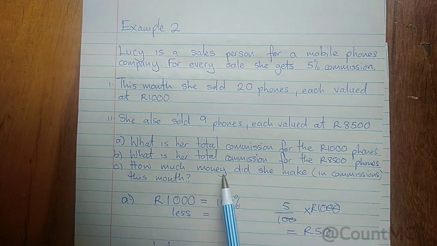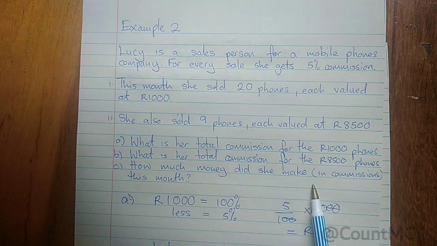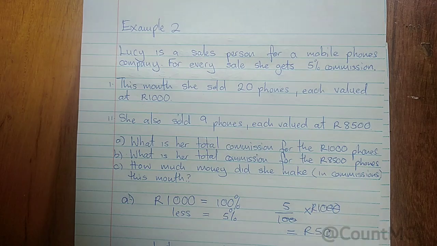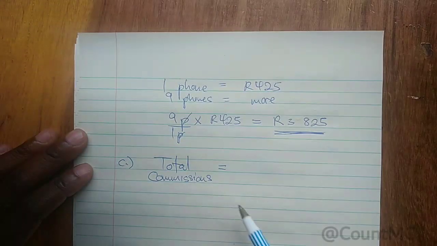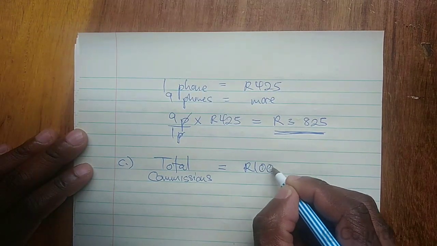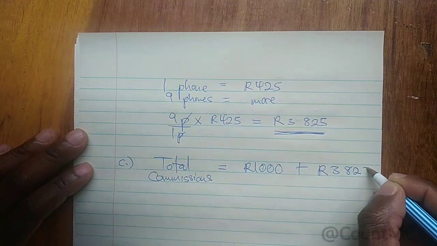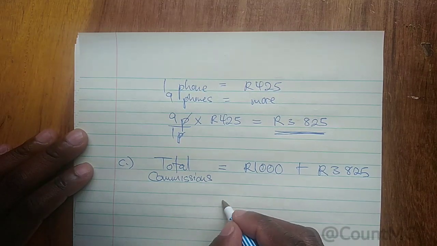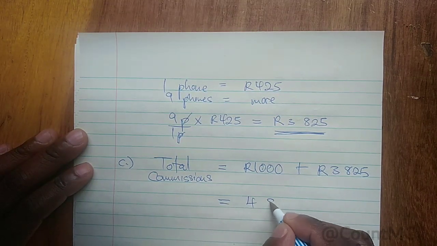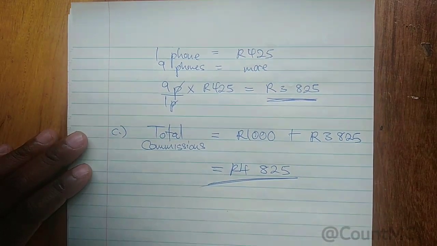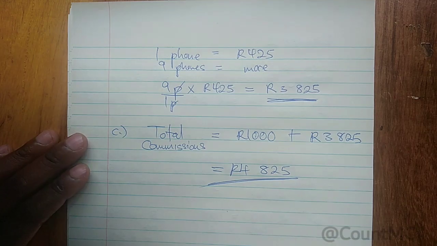Lastly, how much money did she make in commissions this month? So we just have to add all the commissions for these phones and the commissions for these phones. So let us add. The total commission is equal to 1,000 Rands plus the 3,825 Rands. This is equal to 4,825 Rands. So Lucy made 4,825 Rands.